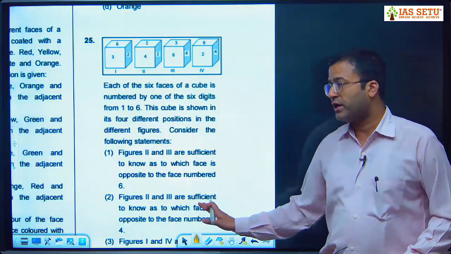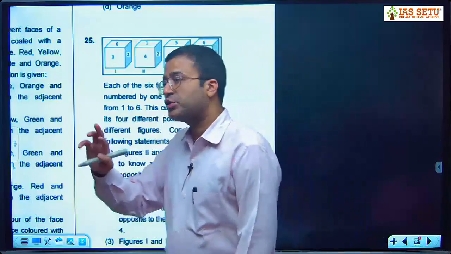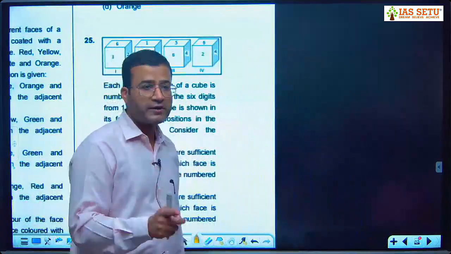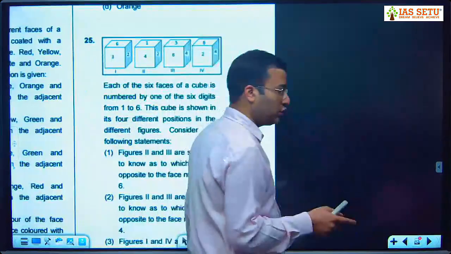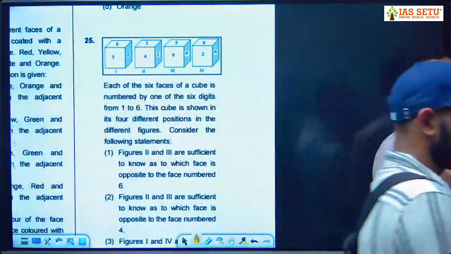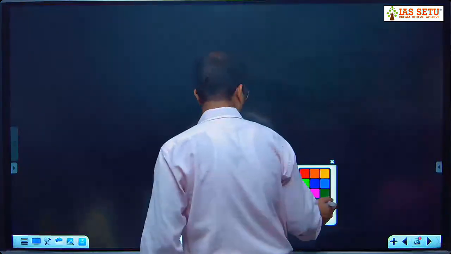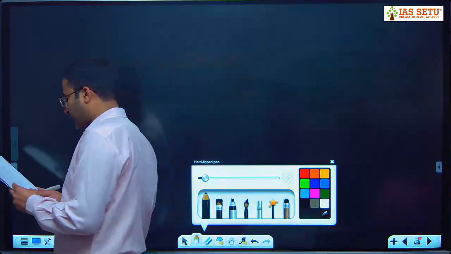You take time. I give you 1.5 minutes. You read this, try this question. It is based on the two properties. If one face is common, we can find all the three pairs. If two faces are common, we can find only one pair of opposite faces. So take your time. Question number 25, last class handout.